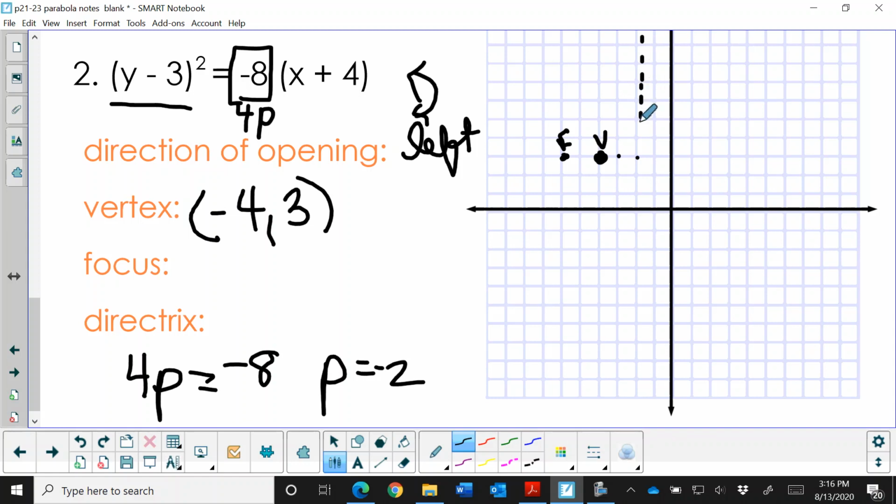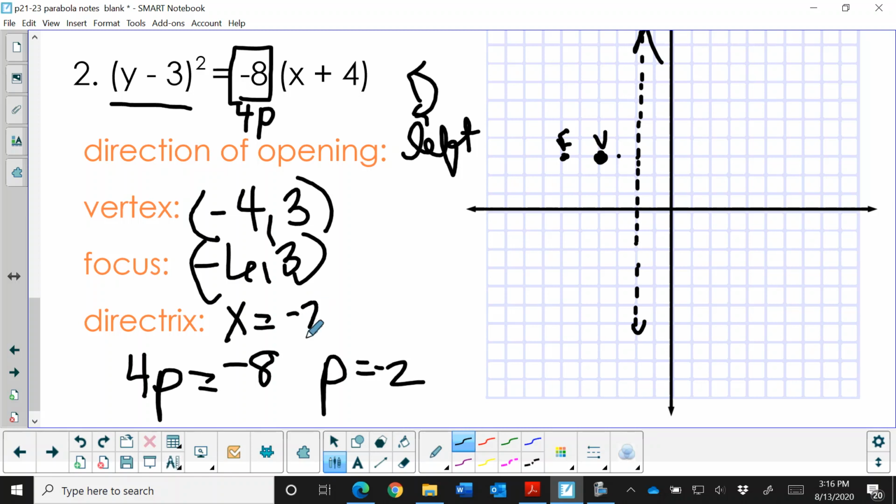Now the directrix this time is up and down because I have a left-right facing parabola. Okay, so what are the coordinates for the focus? Well, from here, I went back 2 more, and so that's -6, +3. And my directrix is a line. This time it's a vertical line, so it's x equals -2. Okay, so there's my directrix, my focus.